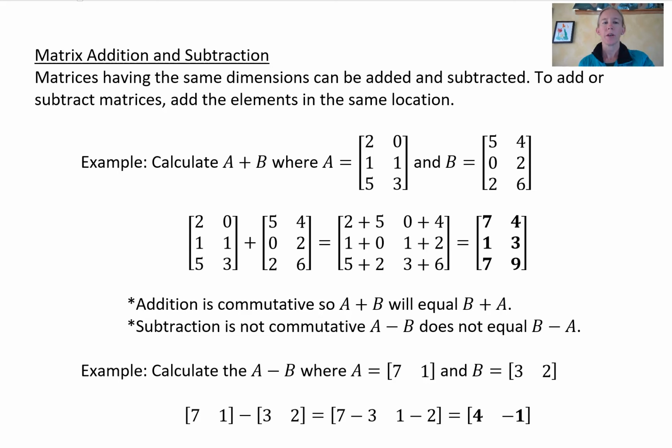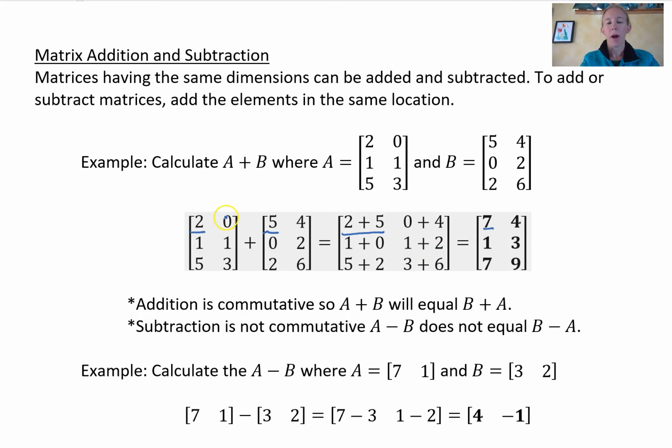So I first need to know what matrix A is, and I'm provided that it is a 3 by 2 matrix. And then I also need to know matrix B. That needs to be the exact same size, and it is a 3 by 2 matrix. When I add them together, I add the elements that are in the same location together. So with matrix A, if I look at the first row, first column, and then matrix B's first row, first column, I see that those are 2 and 5. I add those together to get 7.